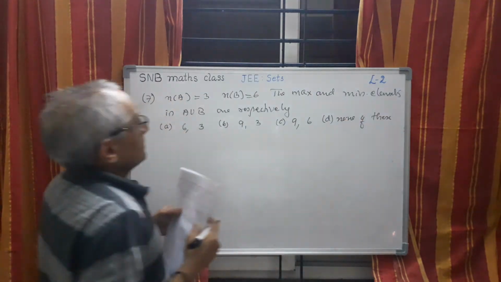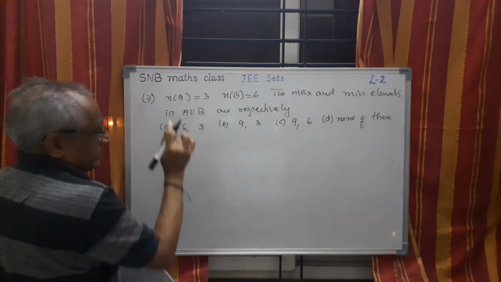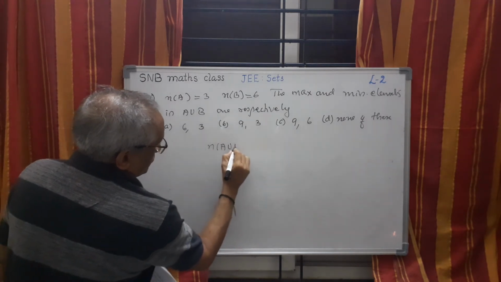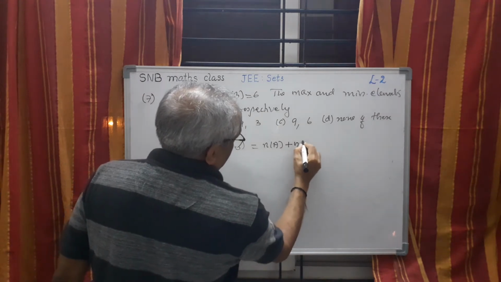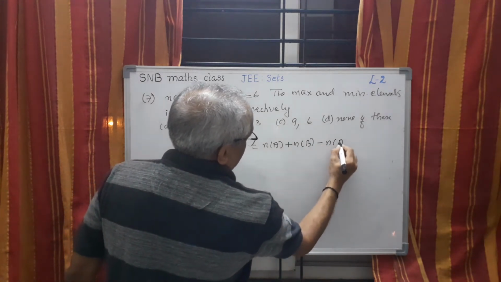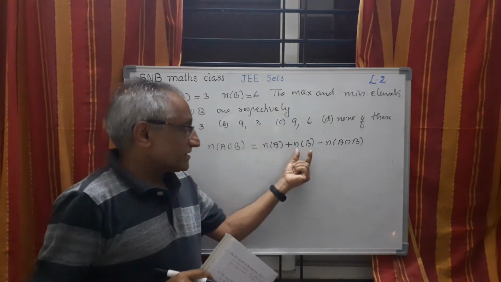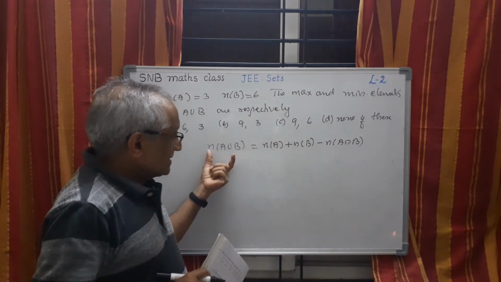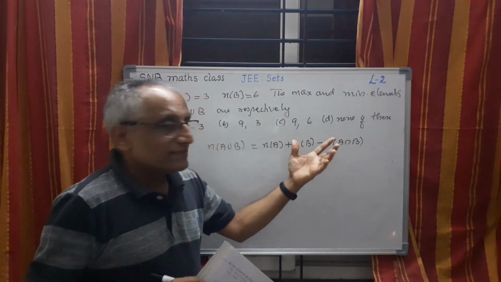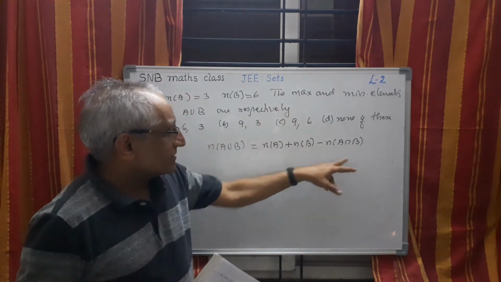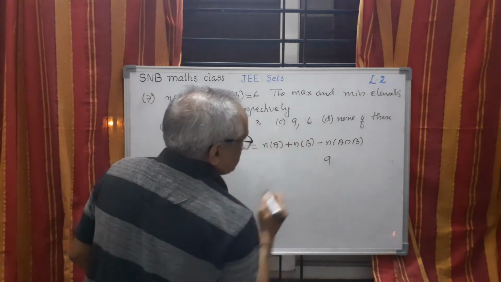Now, when will we have the maximum value for A union B? The formula is number of A plus number of B minus number of A intersection B. Remember, this is a positive quantity, this is also a positive quantity. If you want this to be maximum, this should be 0. Number of A intersection B is 0 means A and B are disjoint. Therefore, the maximum value must correspond to 6 plus 3. So definitely it is 9.